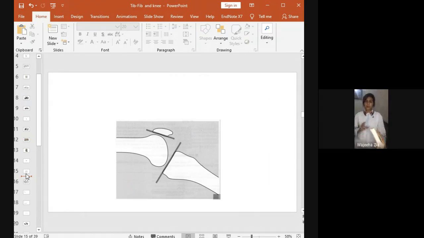It's composed of three bones. The first is the femur, the second is the tibia, and the third is the patella. You can see this is the knee joint. It is composed of the proximal end of the tibia, the distal end of the femur, and a sesamoid bone, that is the patella, which is under the quadriceps tendon.